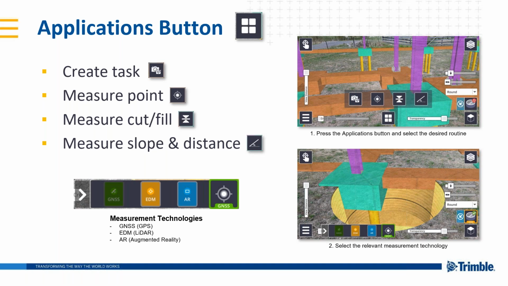So the GNSS, as you might expect, just measures a point using the GNSS and the handheld. The EDM uses the laser that comes out the front to measure a point that might be remote from where you're currently located. So it might be over a fence, over a river, up on the side of a building, something that you might not be able to visit. And then augmented reality allows you to select a point on the model. And I have an example of this on the next slide.